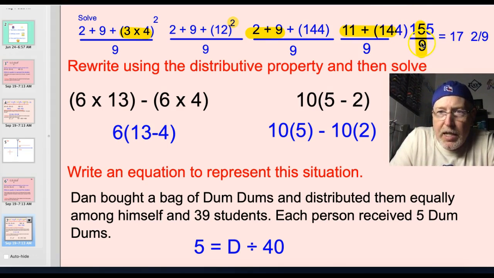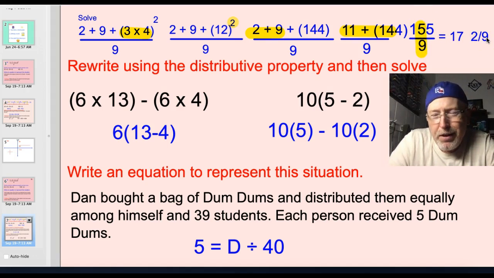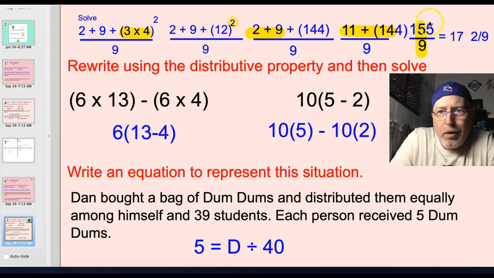You've got everything done in the top. You've got nothing to do in the bottom. 155 divided by 9 is 17 2/9. Were you able to figure that out? Yeah, it's a little bit different going from 155 divided by 9 and getting that 17 2/9 answer. That's the answer we want in middle school.